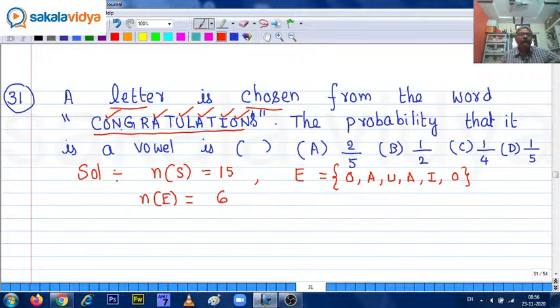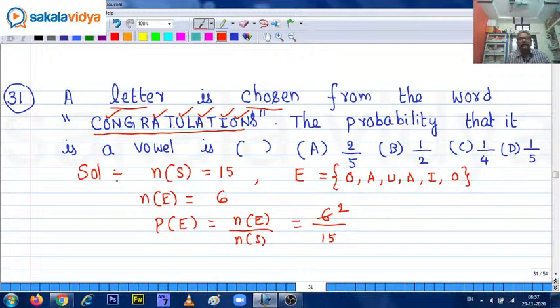So, O A U A I O: 1, 2, 3, 4, 5, 6. Yes. So now P of E is N of E upon N of S, which is 6 upon 15. That means 3 twos are 6, 3 fives are 15, so 2 upon 5 is the right option. Obviously A is the right option. Yes, absolutely correct.